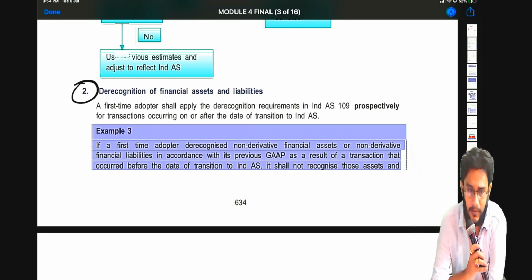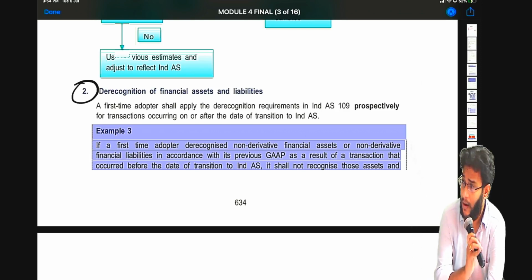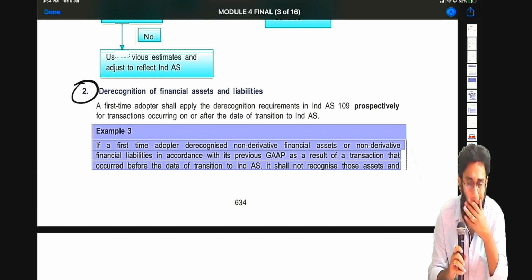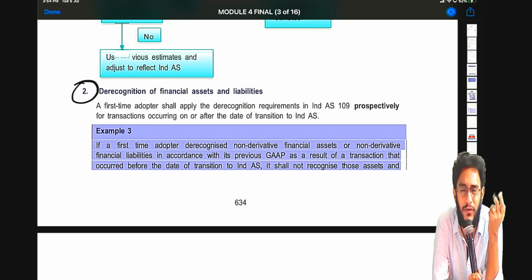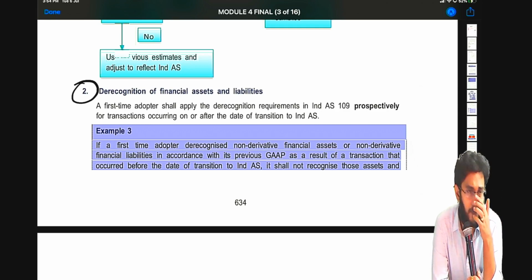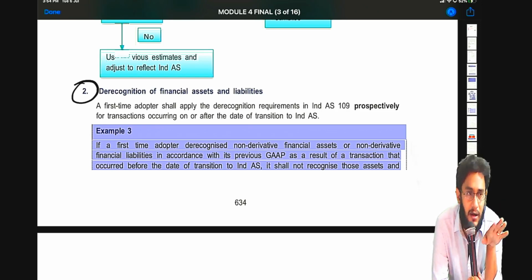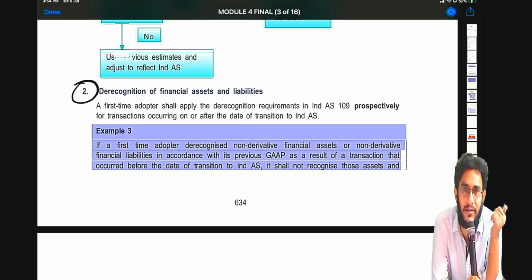A simple example for this would be, they have given a securitization example, but I'll give you an easy example. Suppose your entity has a bill receivable. This bill receivable you have discounted with a bank. The bank gave you some amount. Now, as per Ind AS 109, if you remember our discussions on the derecognition principle, you are not supposed to derecognize a financial asset until all the risks and rewards are transferred to the other party. But in a bill receivable discounting transaction, risks and rewards are not yet transferred to the bank, because if the debtor does not pay the bank, we have to pay. That means the risk is still with us, no?